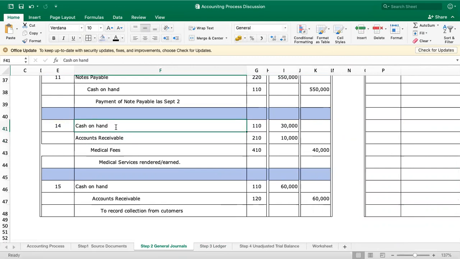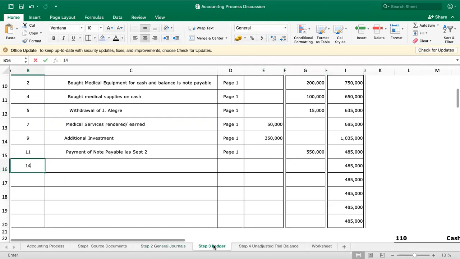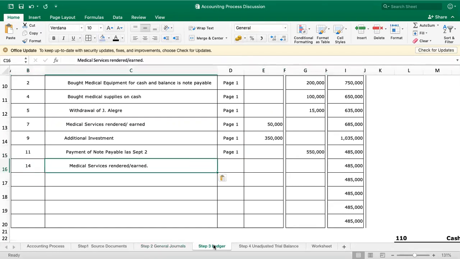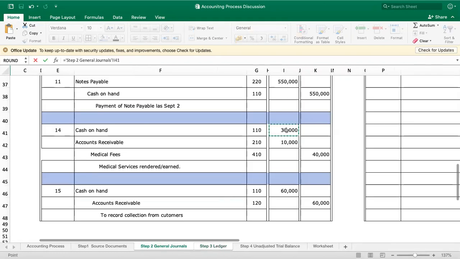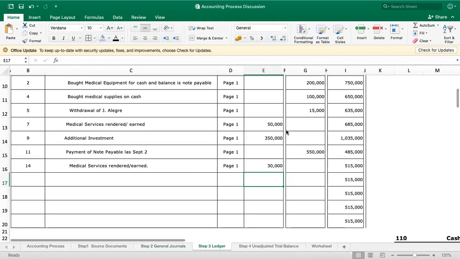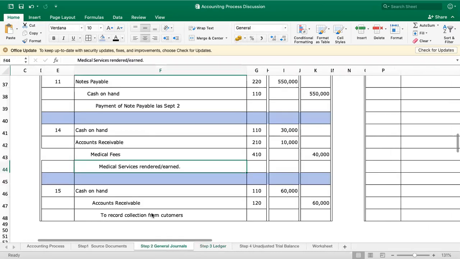Okay, so September 14, 'di ba? Collection from the services rendered, that's 30,000 naka-debit. So that's September 14, explanation: collection from the services rendered, still on page 1 of our journal sheet. Debit, 'di ba? So debit 30,000.